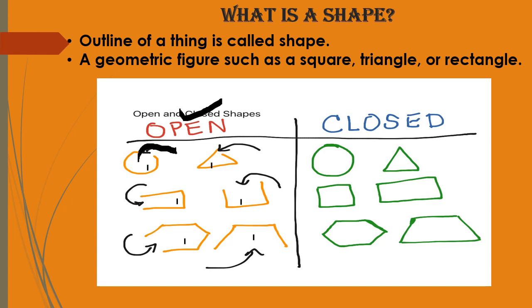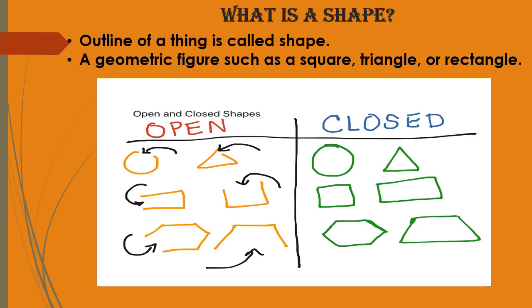Am I right? I can go from here and I can come out from here. In the same way, I can go from here and come out from here. So all these shapes are opened from certain places. That's why these shapes are called open shapes.